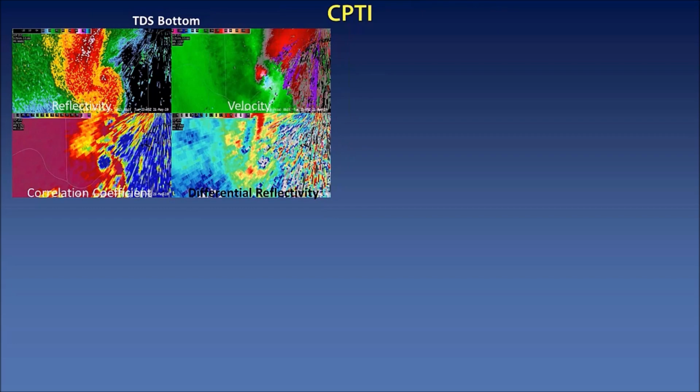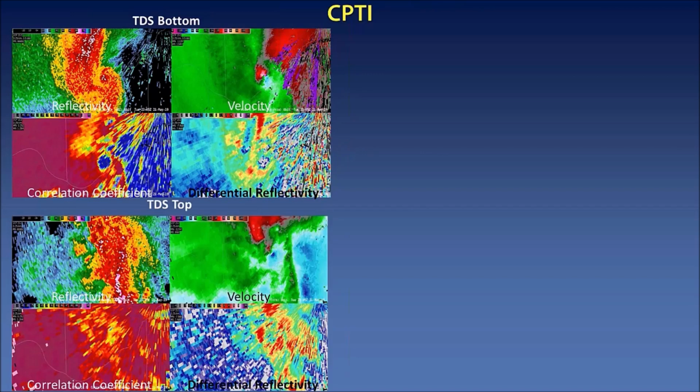So one of the things that I wanted to do with looking at this conditional probability of tornado intensity this week was compare it to another proxy for tornado intensity in real time, the TDS height. There's been plenty of research done on this over the past several years, and in fact on this tornado, you can see in the bottom left panel the correlation coefficient. It's a little hard to see where that lowering occurs, but it's about the 10-degree elevation scan, gets up to about 10,000 feet. Previous research has shown that that's about an EF2 tornado.